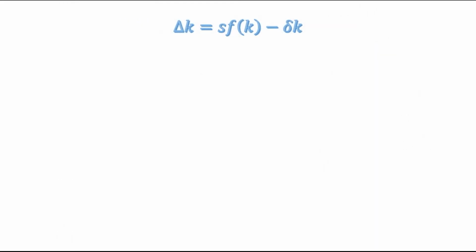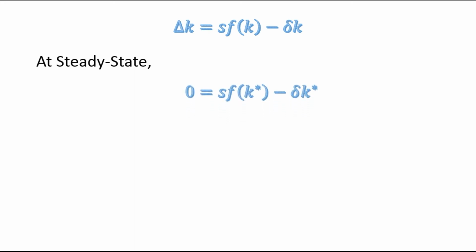We have already seen this equation in our last video, which states that change in capital stock equals investment minus depreciation, where small s denotes the saving rate and delta denotes the depreciation rate. At steady state, change in capital stock equals 0 because at steady state investment equals depreciation. Steady state level of capital is denoted by K star.